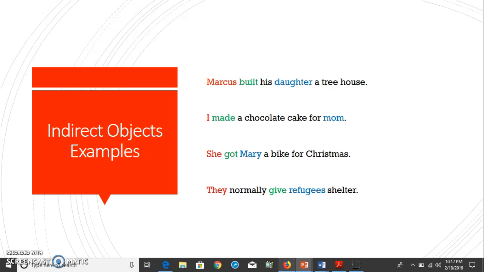She got Mary a bike for Christmas. Now, we can take out Mary completely and it would still make sense. She got a bike for Christmas. Since Mary is added into the sentence, then Mary is the indirect object. She's not directly affected by the outcome. They normally give refugees shelter. You take out refugees, they normally give shelter. That's just an easy way on how to figure out what the indirect object is.